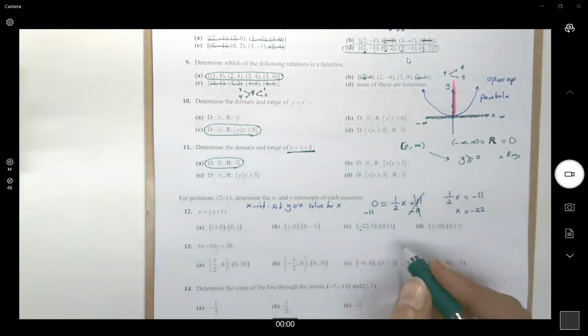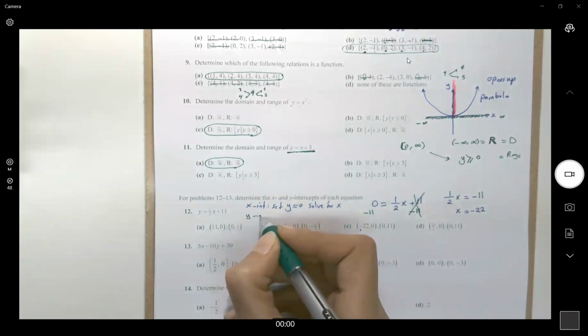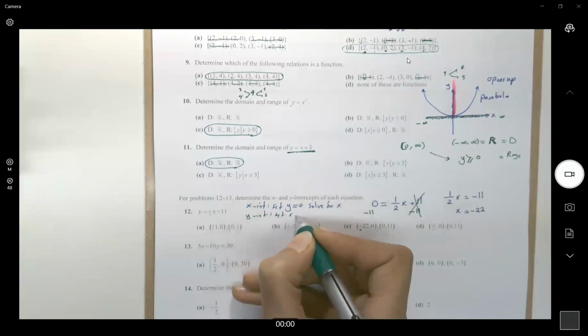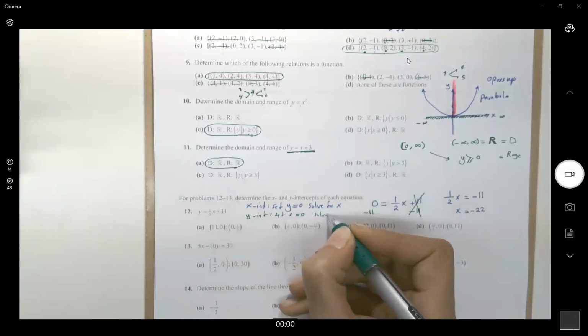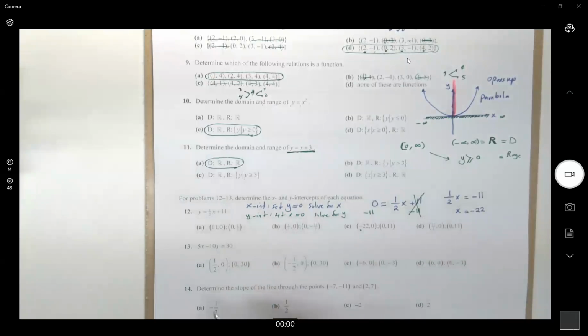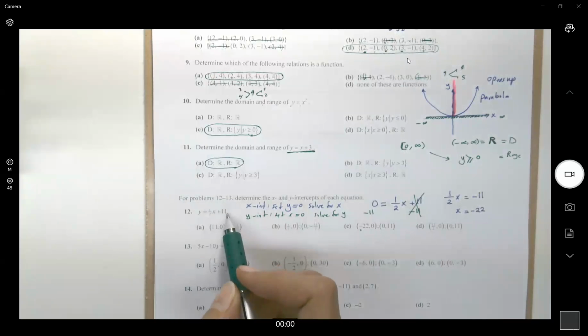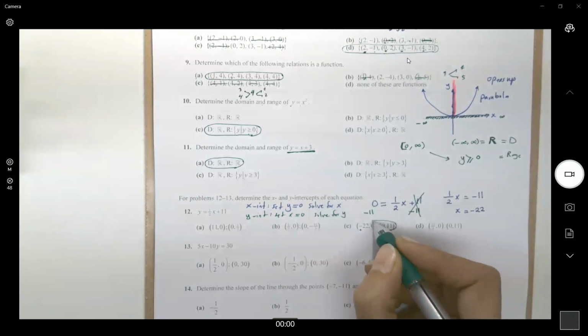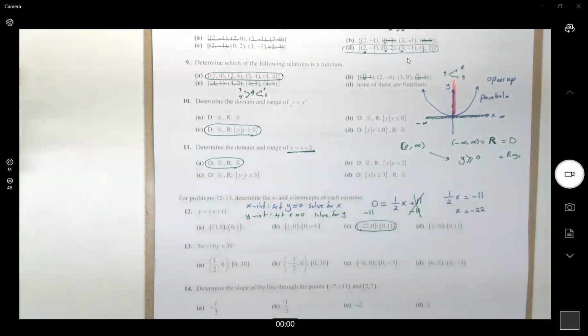To find the y-intercept, set x equal to 0 and solve for y. If x is equal to 0, y is obviously 11. So the correct answer is C.